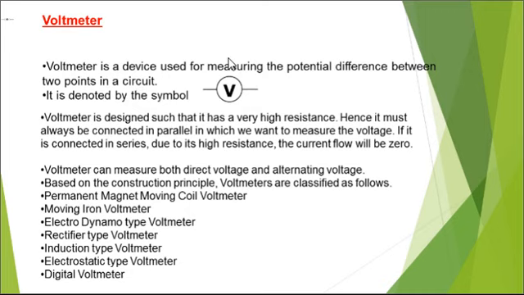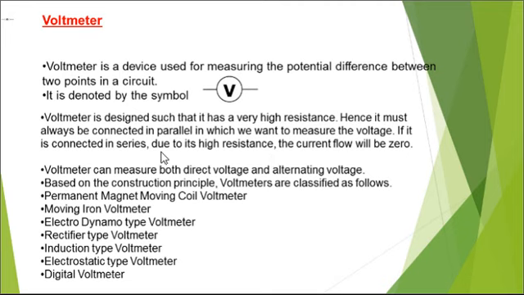The voltmeter is denoted by this symbol, and it is designed to have a very high resistance. Why does a voltmeter have high resistance? So that it does not draw any current through it. That's why it has a high resistance, and a voltmeter is always connected in parallel. So if you want to measure voltage across a circuit, the voltmeter is connected in parallel.